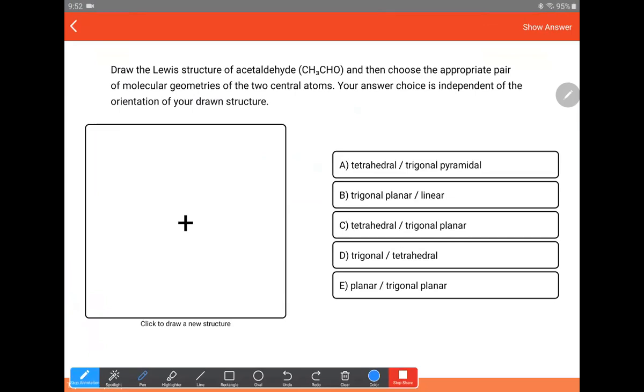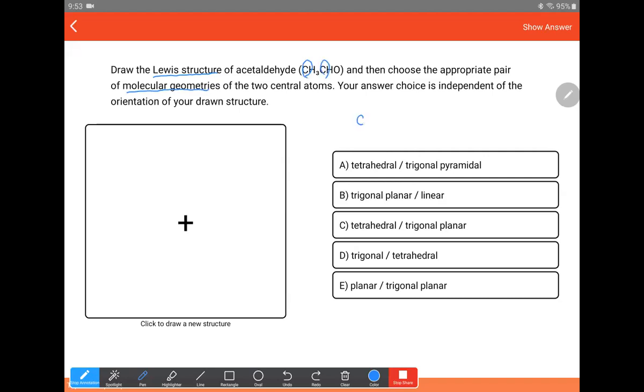All right, let's take a look at this question. So we've gotten to the point of combining Lewis structures with also this idea of molecular geometry. And this one's a tough one because we're going to have two central atoms. Now remember, carbons like to bond to each other.